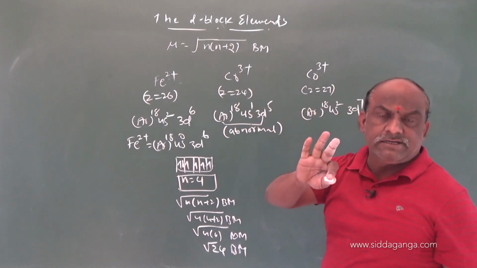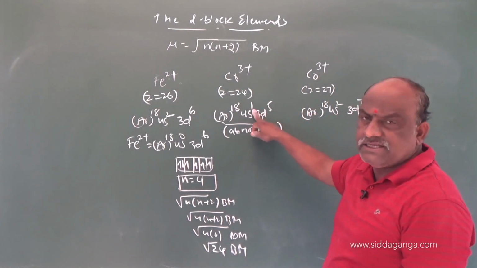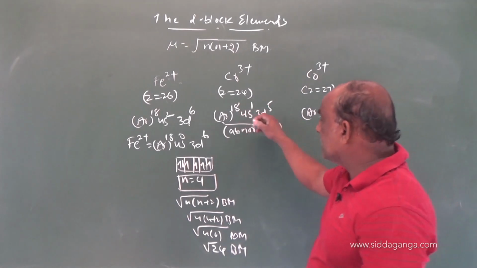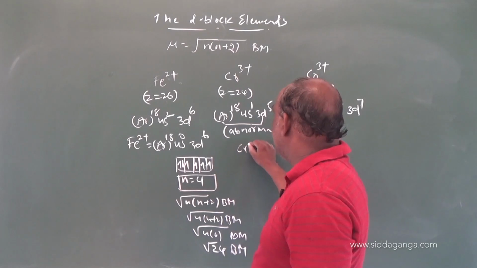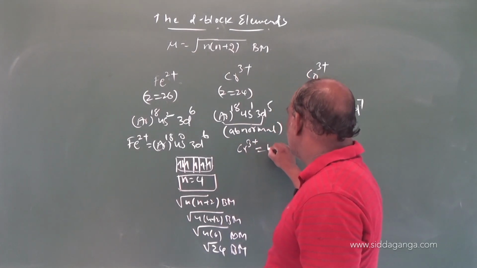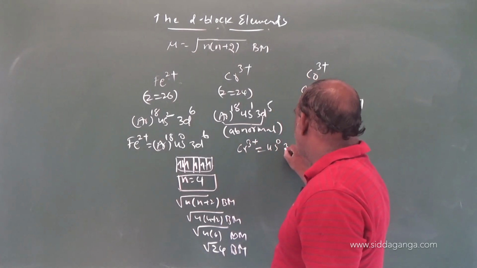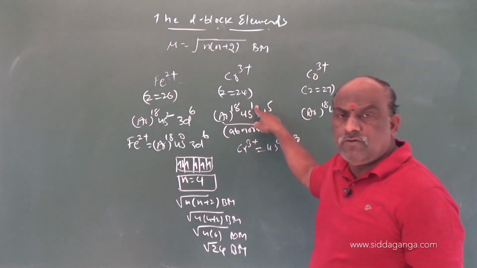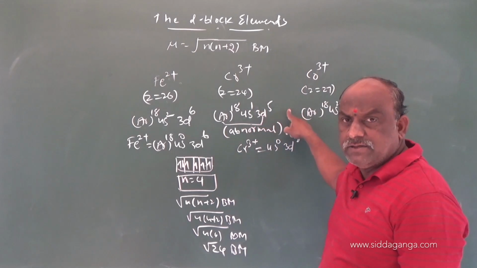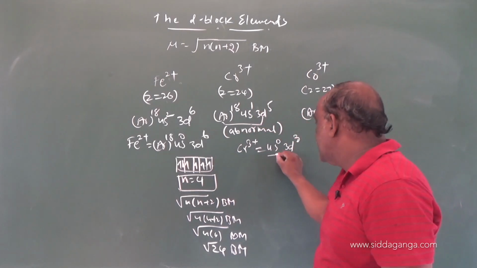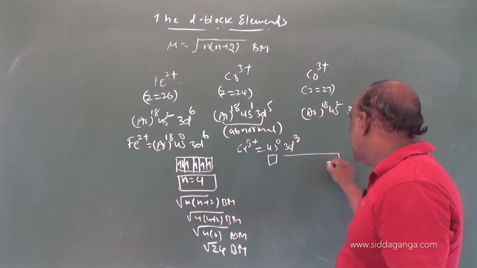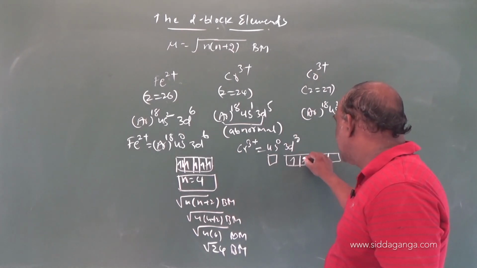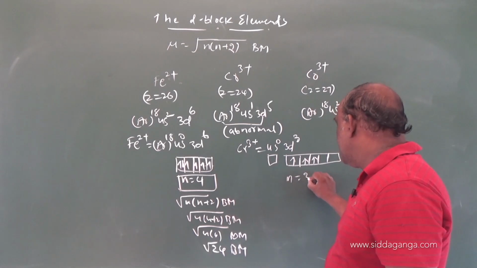Coming to the next example, chromium 3+. Removal of 3 electrons: 1 electron from the s orbital, because the s orbital contains only 1 electron, and 2 electrons from the d orbital. Then the configuration of Cr3+ is 4s0, 3d3. First electron removal is from the s orbital, the next from the d orbitals. So 4s0 as it is, and 3d3, 1, 2, 3 electrons. So what is the n value? N value is 3.